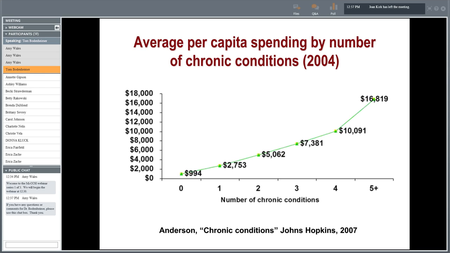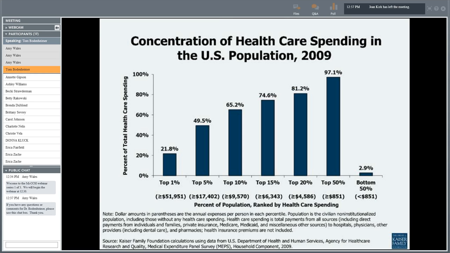So I'm sure you all know that average per capita spending goes way, way up as the number of chronic conditions increases. And this is a very old slide, and I really haven't found really good data to update it, but I'm sure it's the same. You just have to double the numbers or triple them. But if you have no chronic conditions, you don't spend a lot of healthcare money. If you have 5+ chronic conditions, you spend a huge amount of healthcare money.